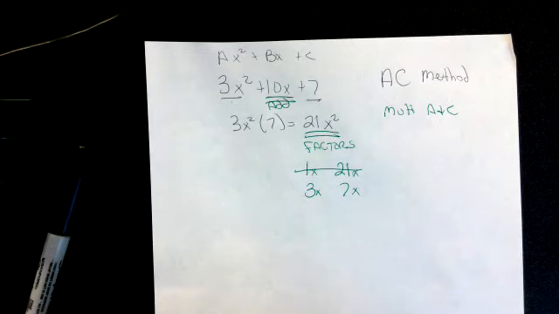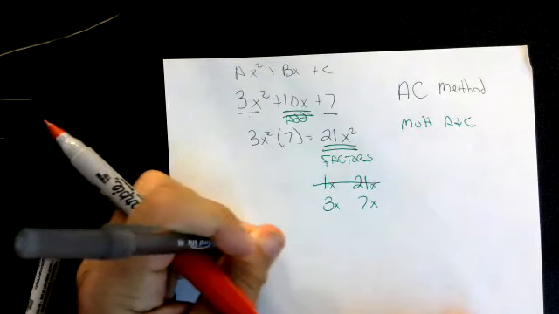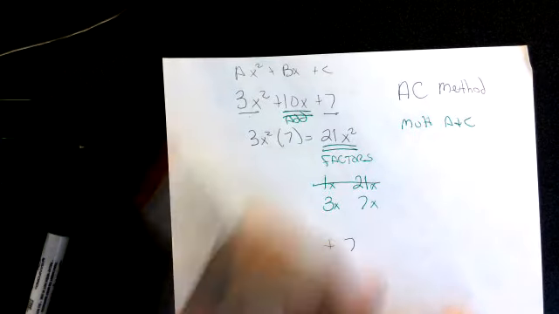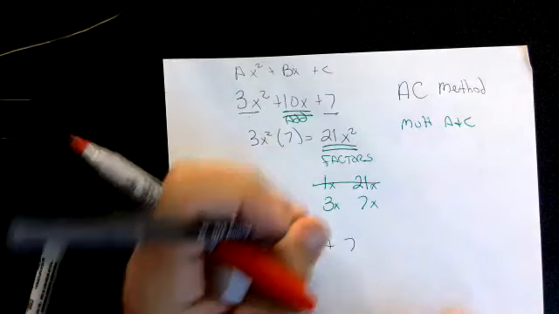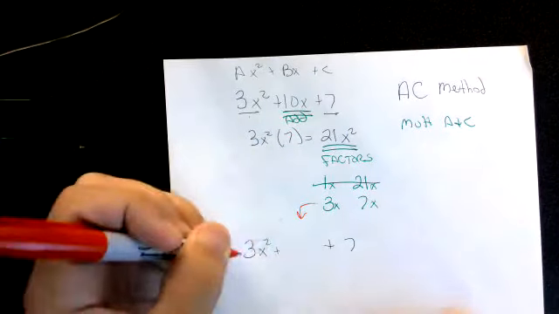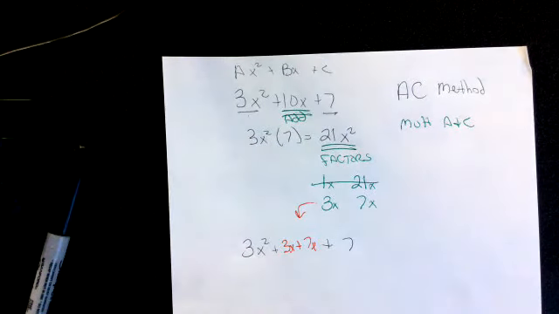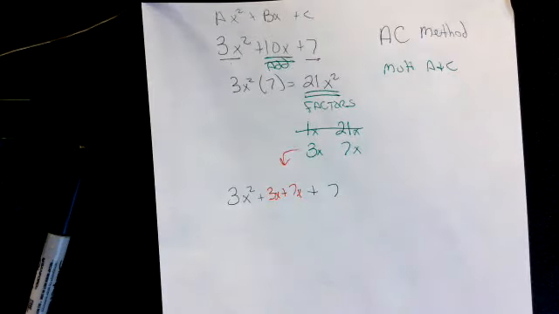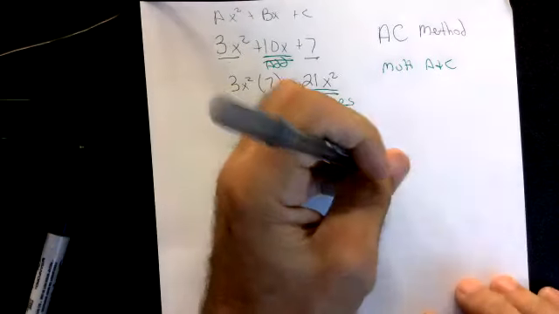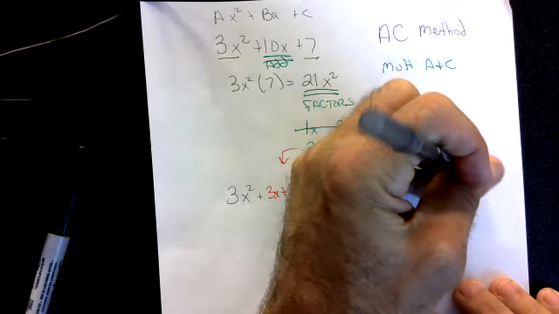Then what we're going to do is take our 3x squared plus 10x plus 7, but instead of 10x, we're going to use my two new terms, my 3x and my 7x. And then we can factor this by grouping, which we learned last time.